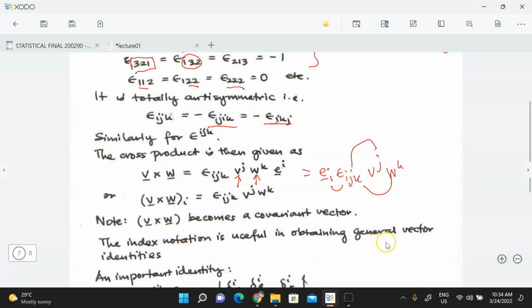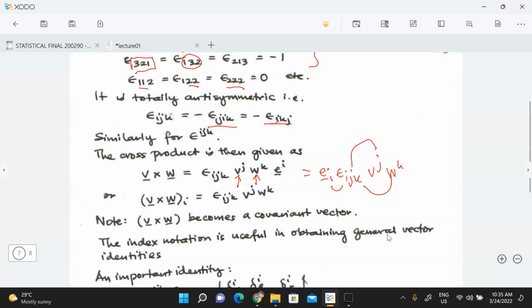One of the things I mentioned: you use all this abstract notation of the epsilon, for example, when you want to prove a general identity. If you are given V with some numerical values and W with some numerical values, then it's easier to use your determinant because you have numbers. But once you don't have numbers, you leave it arbitrary, then the technique that you want to use is essentially this index notation.